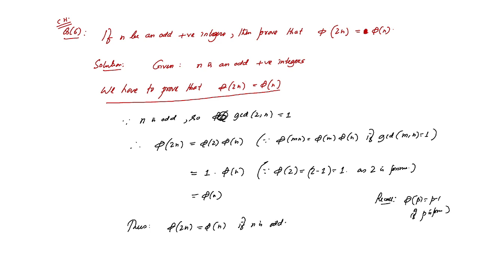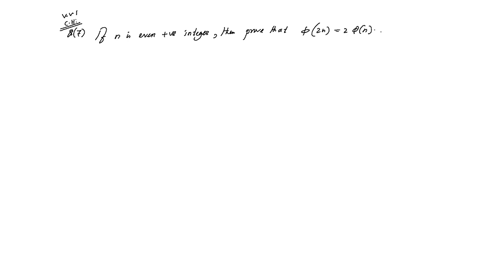Now if n is an even positive integer, what will be the result? Phi of 2n equals 2 into phi n. So the next question, question number 7, is also important for Calcutta University examination. If n is an even positive integer, very important, then prove that phi of 2n equals 2 into phi n. That we need to prove.